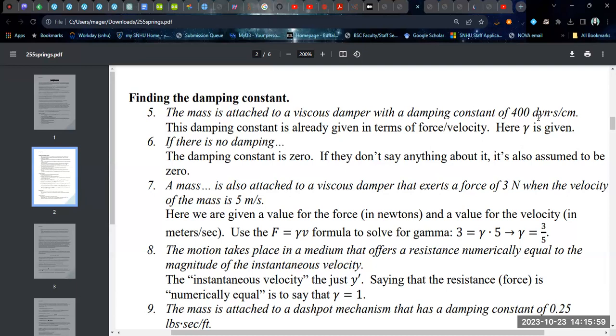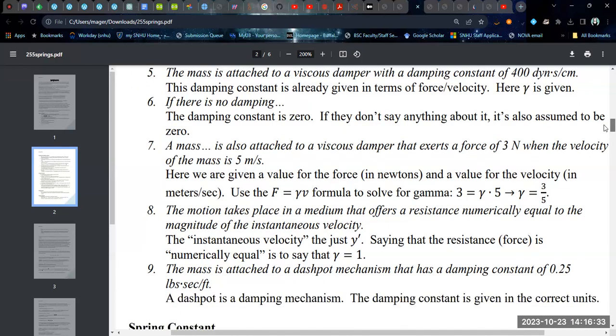You can do this conversion, but if you're seeing something like dynes here, it's probably intended to be done in the CGS system. And this is somewhat uncommon because we're usually steering people into physics, and astrophysics is a little weird, but here, though, the damping constant is already provided. Gamma is just told to you. If there is no damping, then obviously the damping constant is 0. If they don't say anything about damping, you can also assume that it is equal to 0.